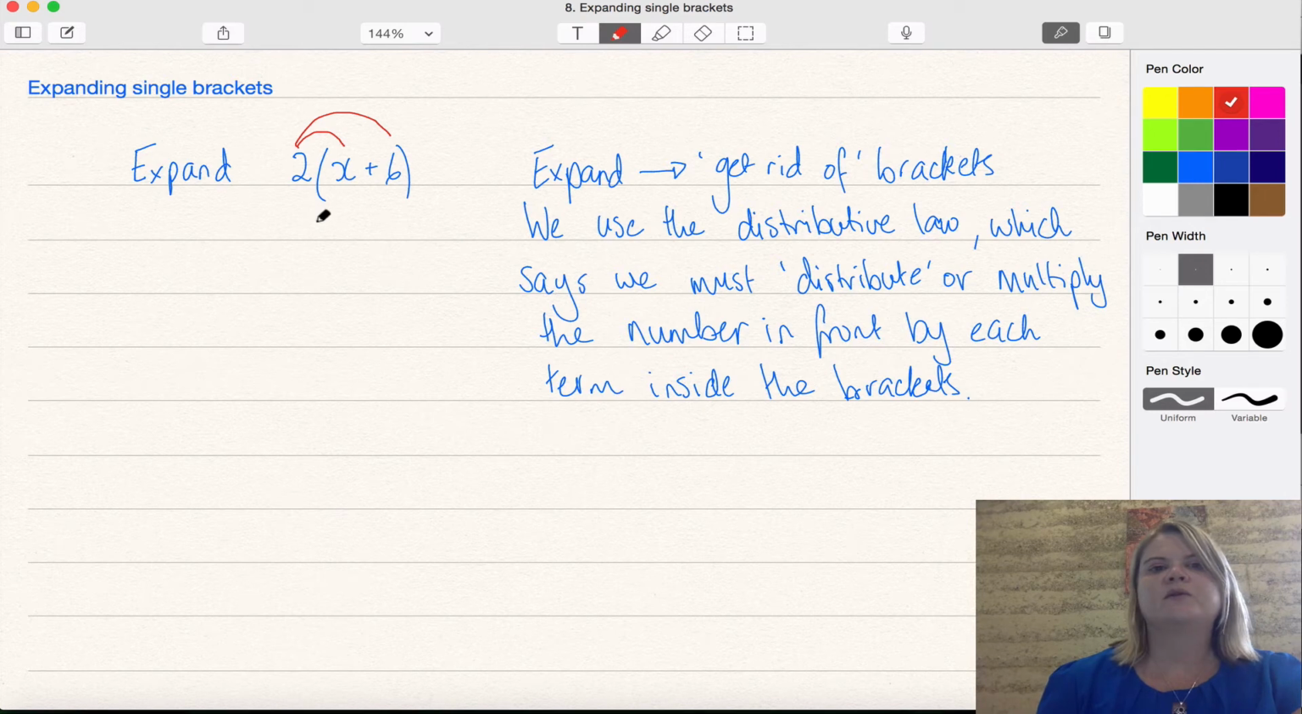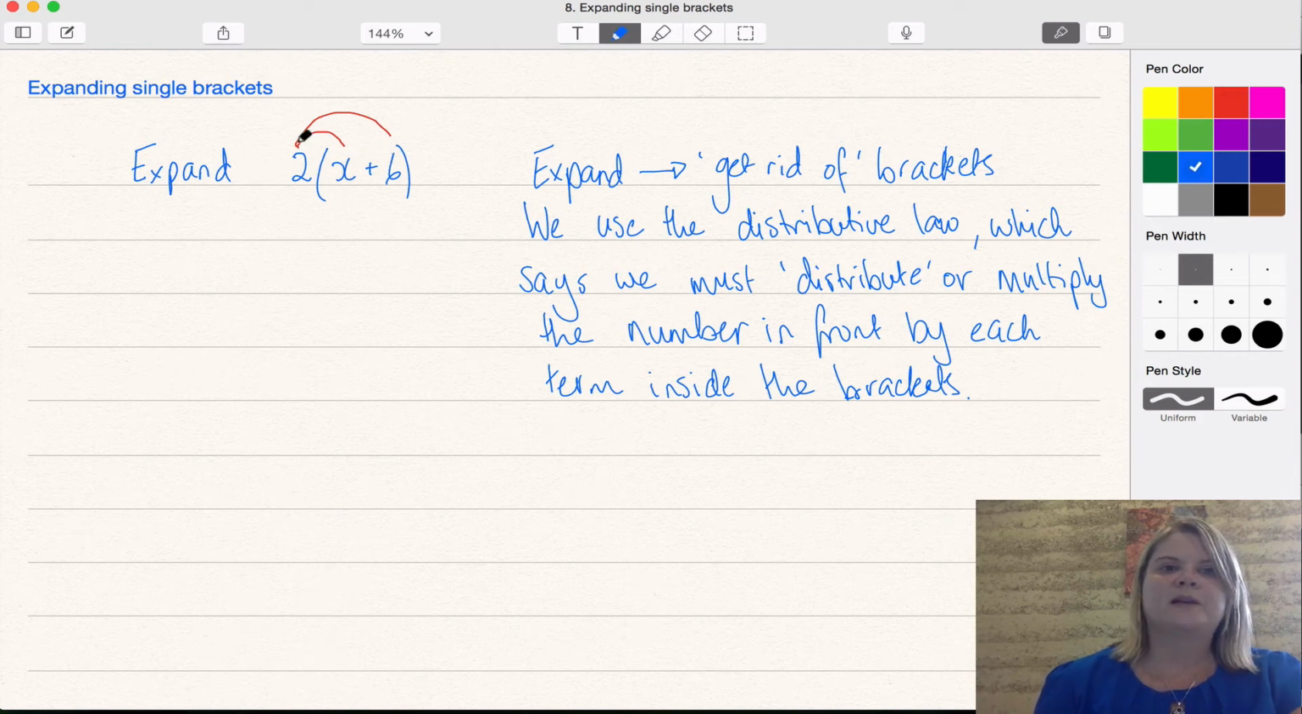So it can be useful to draw these little arrows over the top to remind you, because every time I get someone doing a test, people forget, and I get people who only multiply the 2 or the number on the outside by the first term, and they forget to multiply it by the second term.